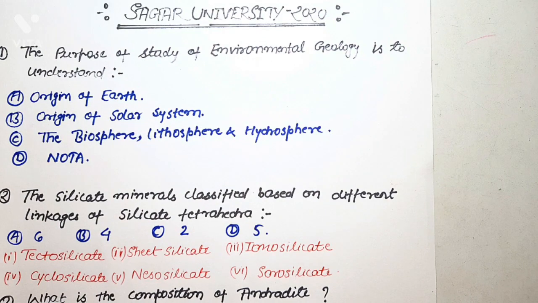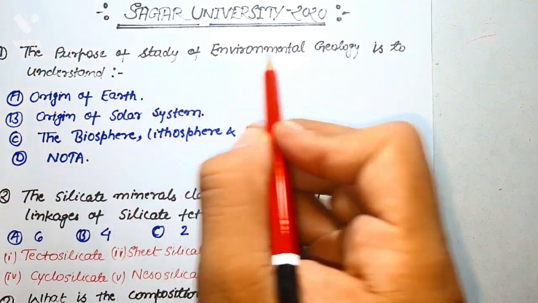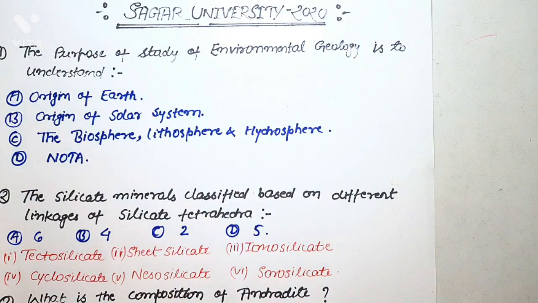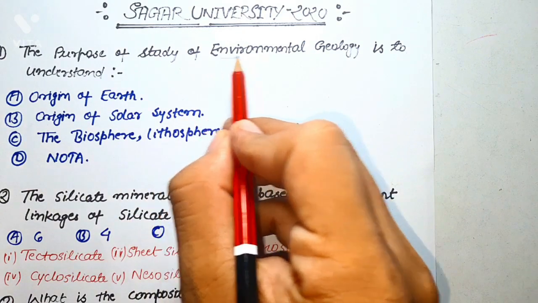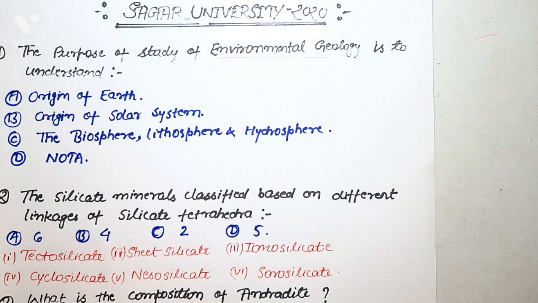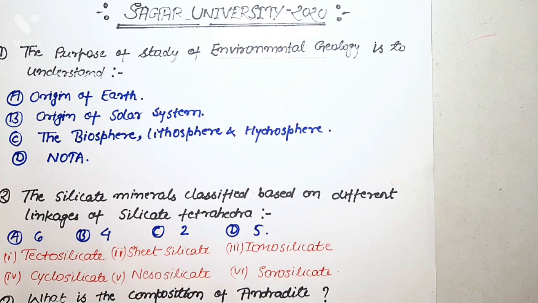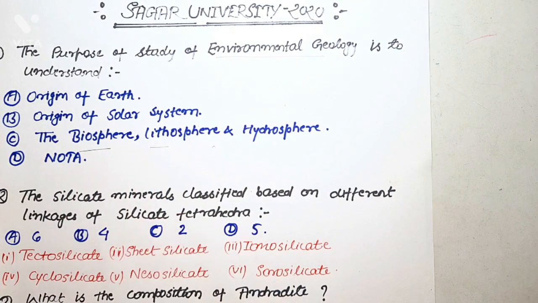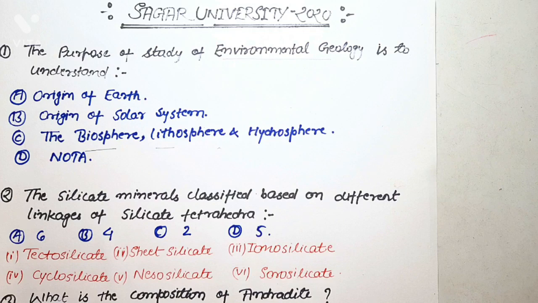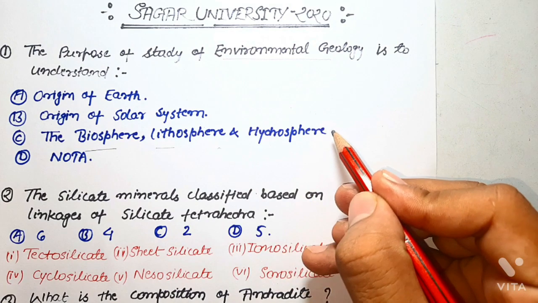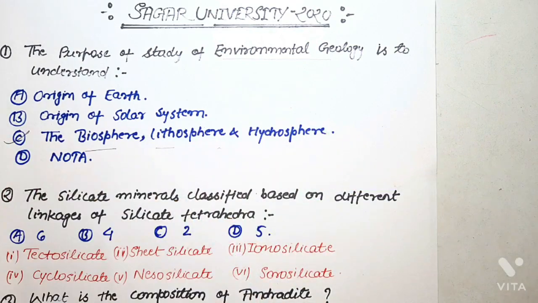The first question says, the purpose of study of environmental geology is to understand. So first of all, what is environmental geology? Environmental geology is an applied science that involves the study of interaction of humans with the geologic environment, including the biosphere, the lithosphere and the hydrosphere. So it is clear from the definition itself that the purpose of study of environmental geology is clearly to understand the biosphere, the lithosphere and the hydrosphere. So the correct answer of this question will be C.